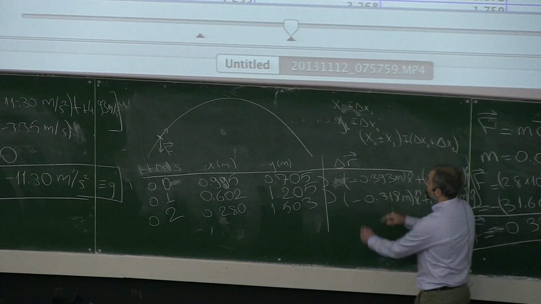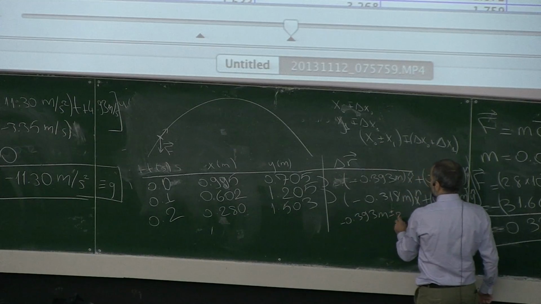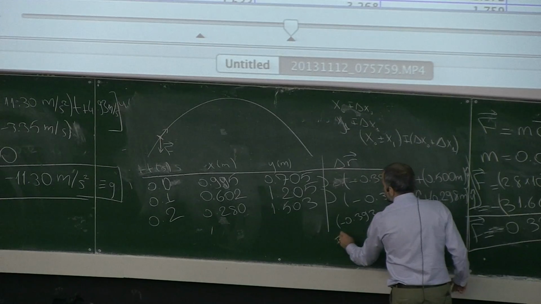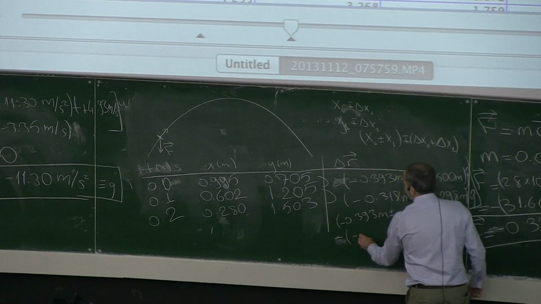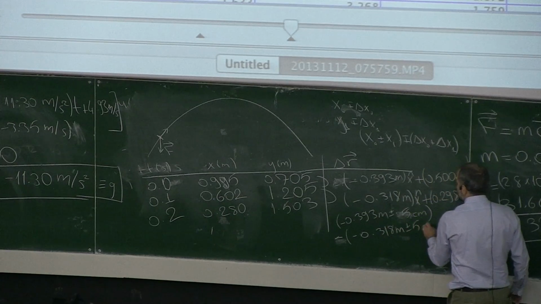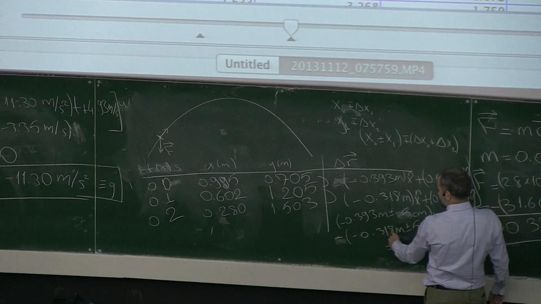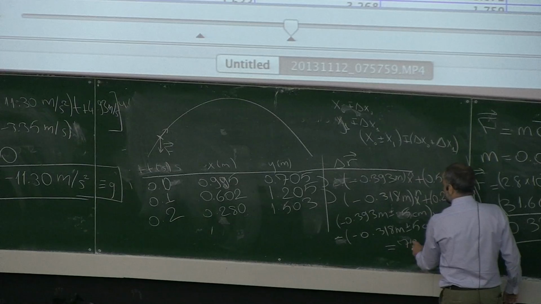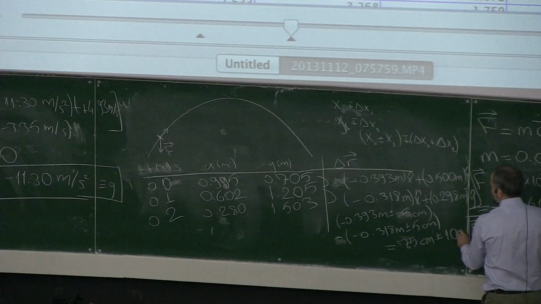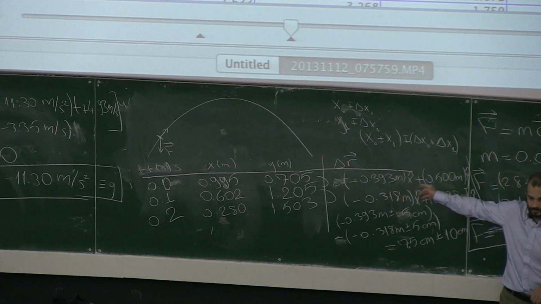So we can say the difference is 0.393 meters, plus or minus 5 centimeters, minus 0.318 meters, plus or minus 5 centimeters. This is equal to, well, if I subtract this one from this one, 7.5 centimeters plus or minus 10 centimeters. So these two numbers, within error bars, are equal to each other. So that is what we expect.